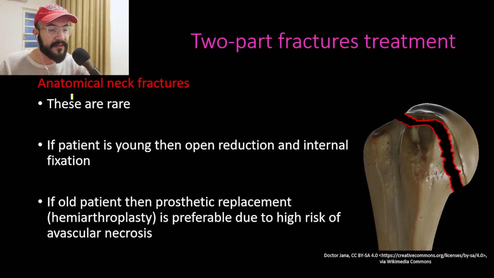Now, regarding the two-part anatomical neck fractures that you can see here in this picture, those are rare and they are treated with open reduction internal fixation if the patient is young, but if the patient is old, then prosthetic replacement, which is hemiarthroplasty, is preferable due to the high risk of avascular necrosis associated with these fractures.